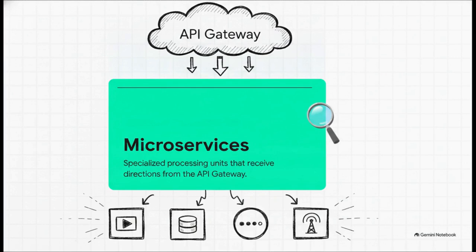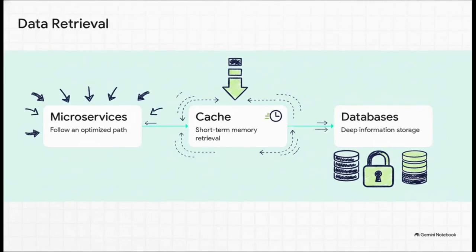And they are all taking their cues directly from the API gateway right above them. The architecture actually forces a very strict path downward. Microservices check the cache first, and they only dig into the databases as an absolute last resort. I mean, every millisecond counts when you're sitting there waiting for a page to load, right?